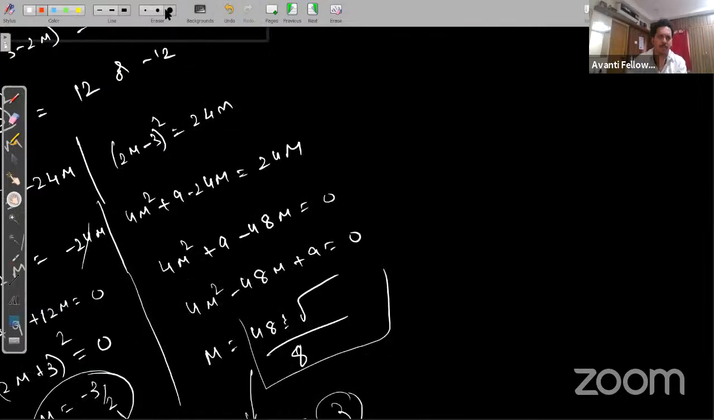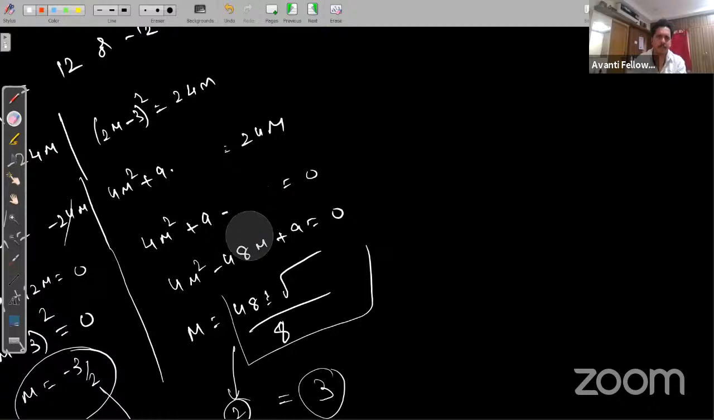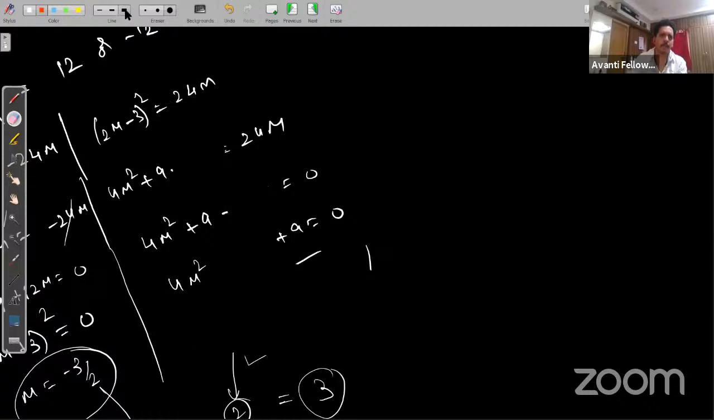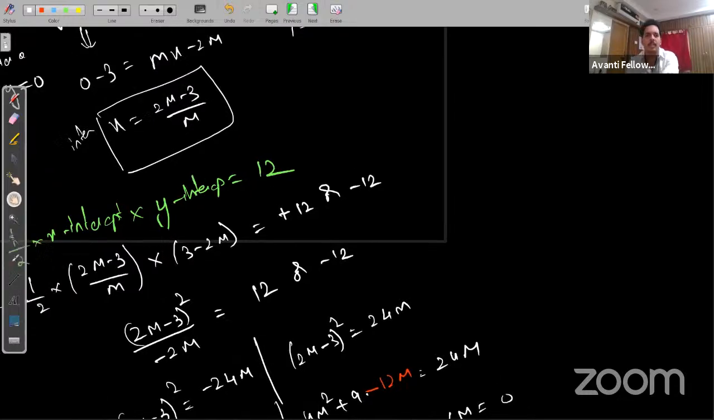Okay, no need to worry, Bhargav. Here is what you're saying, right? You can just take this one: 4m square plus 9 minus 12m. Okay, so if I write it, 4m square plus 9 minus 36m, right? Yeah, so 4m square minus 36m plus 9. So total three straight lines are there.